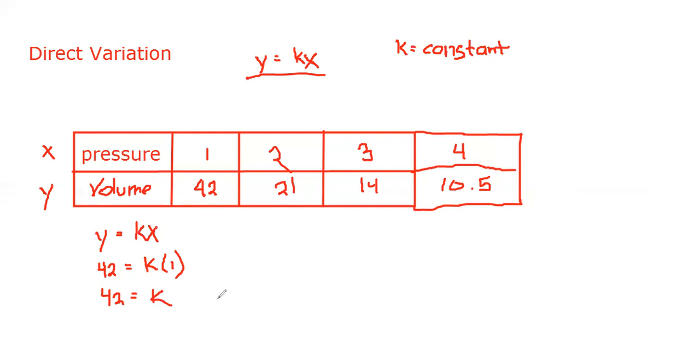Punta naman tayo sa kabila. Dito naman, we have y is equals to kx. So, ang y natin, that is 21. Then, ang k natin, wala. Then, ang x natin is 2.